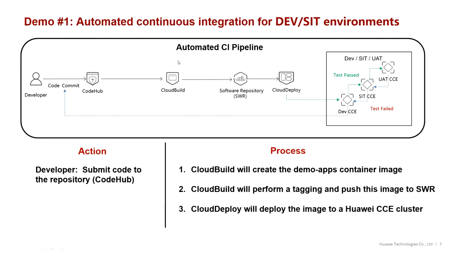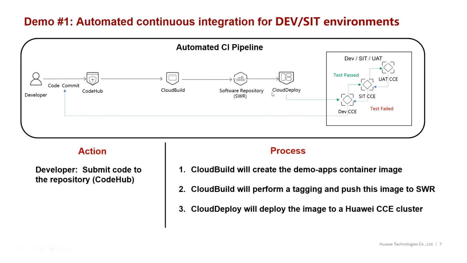So in this demo, we are going to automate the continuous integration for the SIT environment with the use of a CI pipeline as shown in the diagram here. The developer, who is responsible for the code development and changes, is required to submit code to the Code Hub repository by using the git command. A new commit to the Code Hub will trigger the Cloud Build process that creates the demo app container image, which then performs tagging and pushes the image to the Software Repository for Container, SWR, which is the Huawei Cloud Native Service.